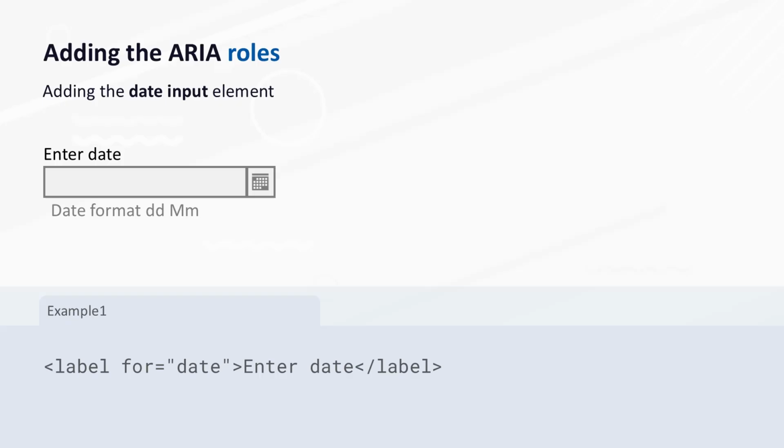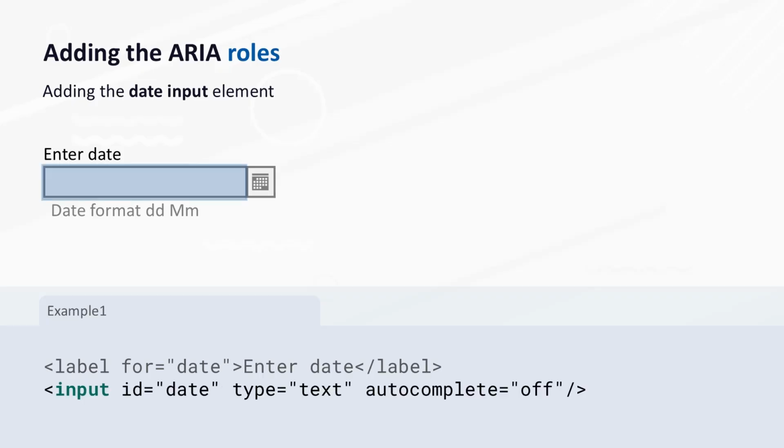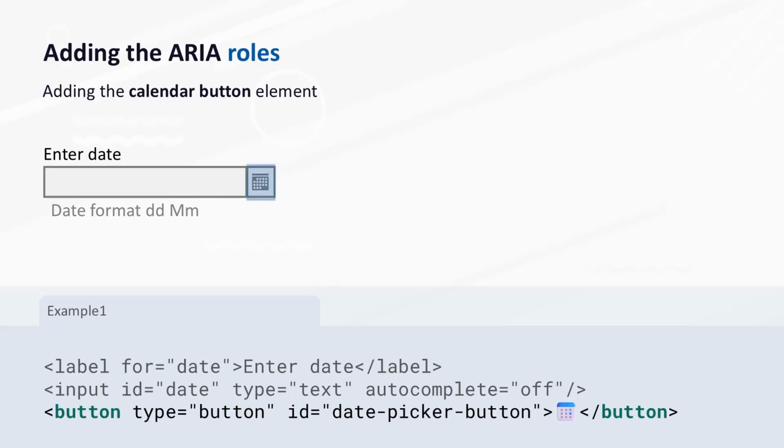This is where we begin providing the structure of the date picker. Let's jump into the code. The date input doesn't require an ARIA role because it uses the native HTML input element. And that's the same for the calendar trigger button. It uses the native button element, so the role is automatically provided.